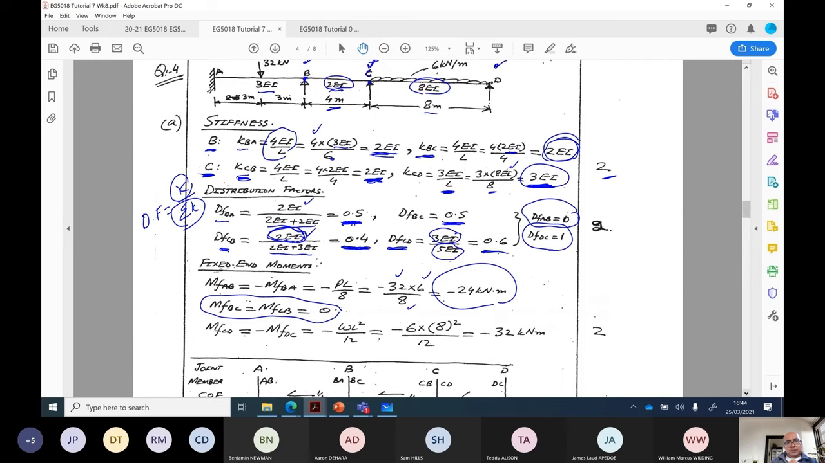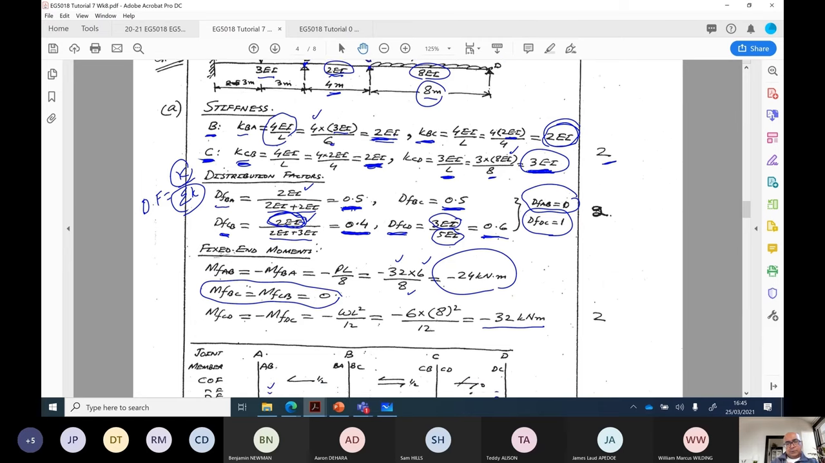And for the end span CD, you have MF CD is equal to minus MF DC, so one side negative, other side positive, left hand side is always negative. The formula for fixed end moment is WL square over 12. And then you simply put the value of W, which is 6, span is 8, and square over 12. And this is giving us minus 32 on the left side. On the right side, it's going to be positive.